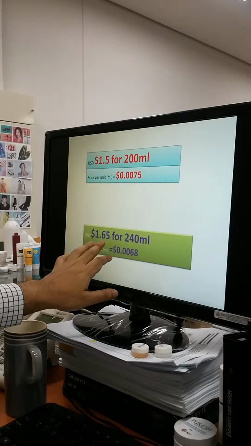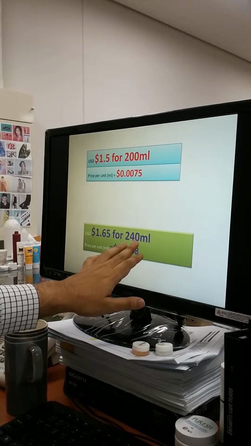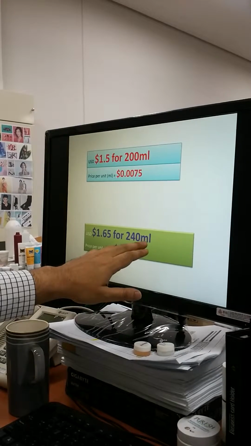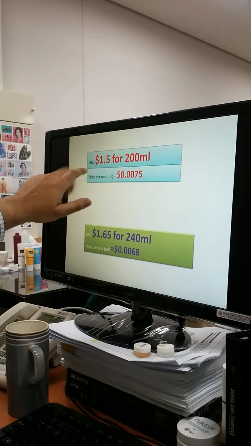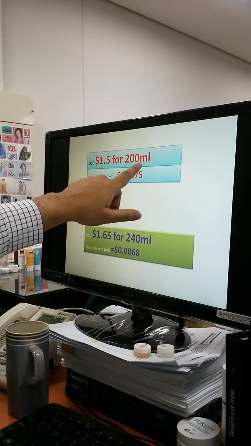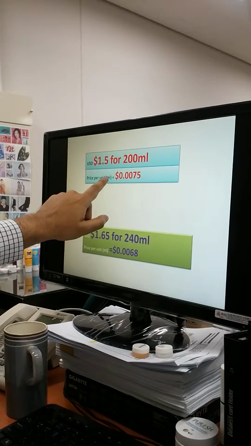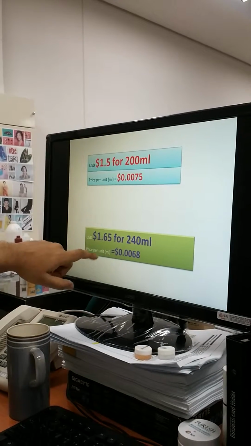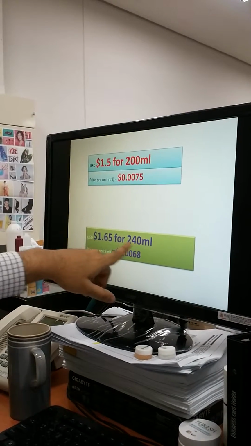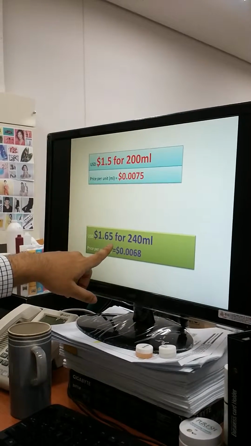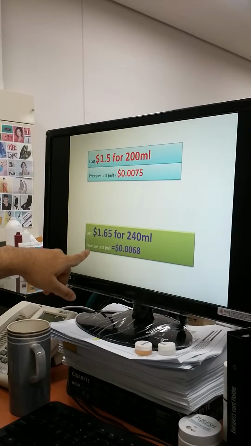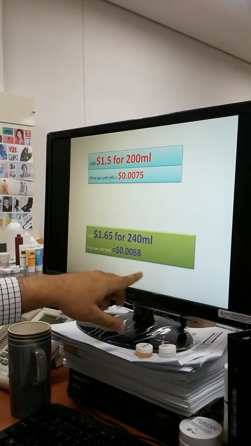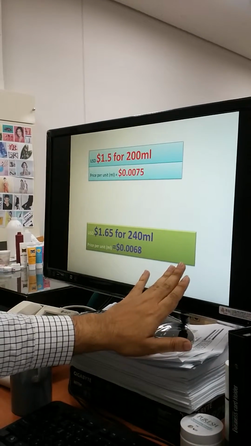And that is why we offered you 1.65 US dollar for 240 milliliter. Now I just made a simple analysis. If you buy the product at 1.5 for 200 milliliter, the per milliliter cost would be 0.0075. But if you get 240 milliliter for 1.65 US dollar, then the price per unit would be 0.0068, which is much cheaper.